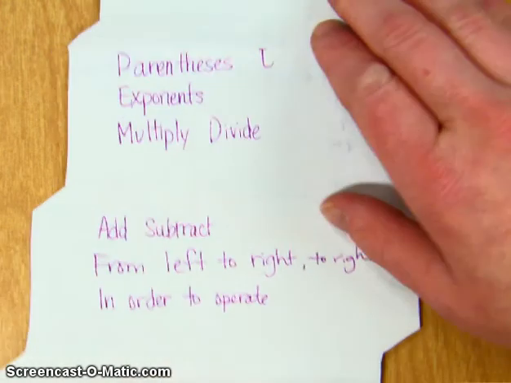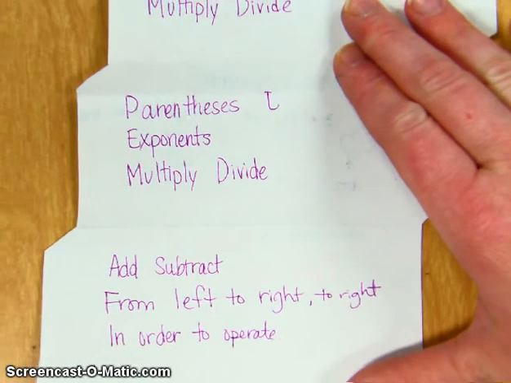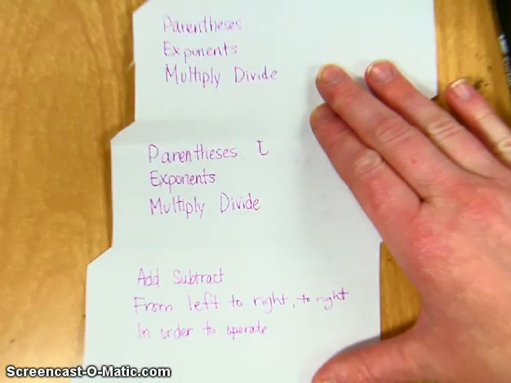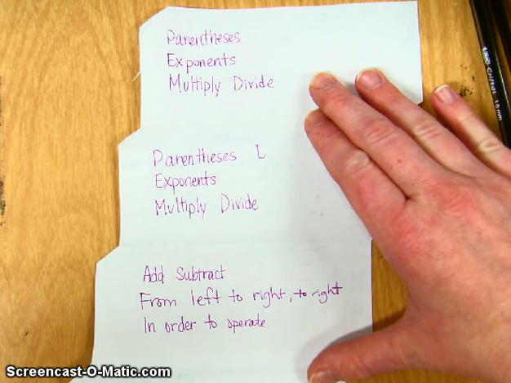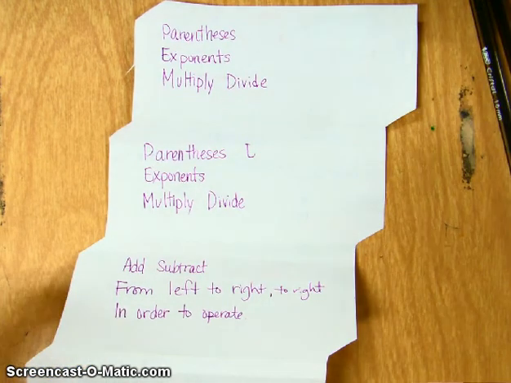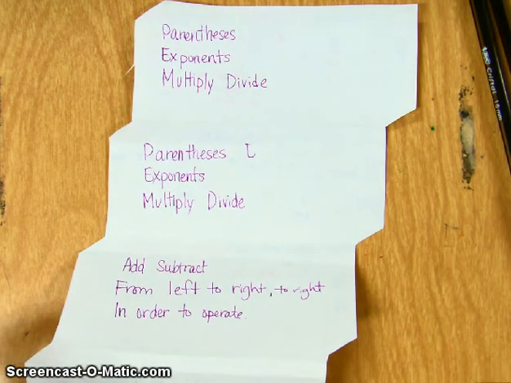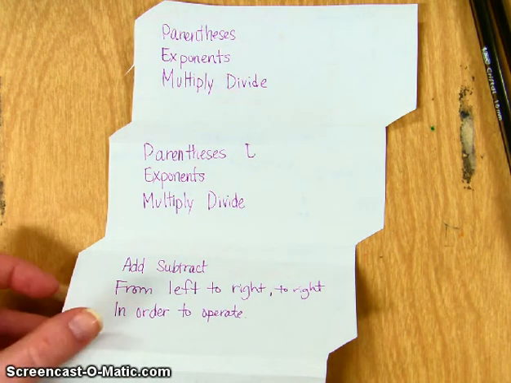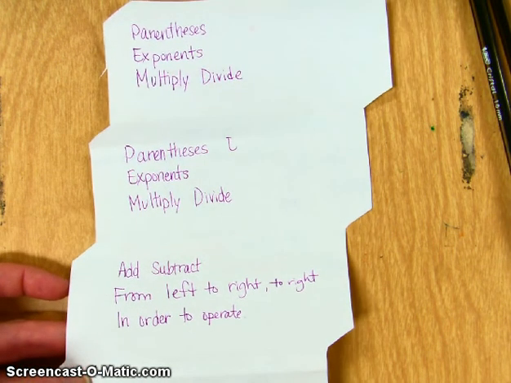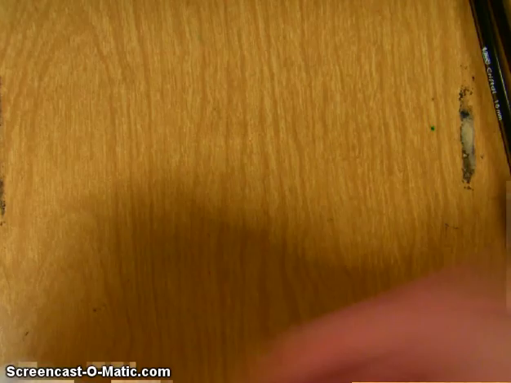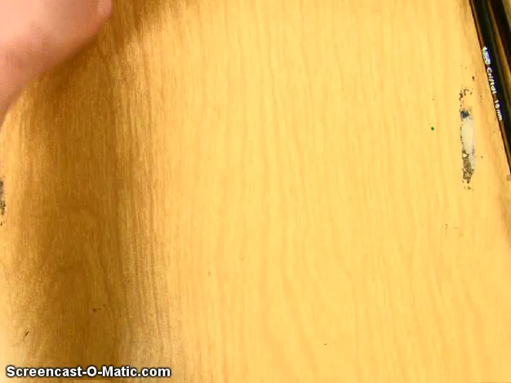Add those notes to the back of your graphic organizer there. And that'll be a fun little song for you to sing as you're working through these order of operations problems. And now you're going to be ready to enter it into your journal.